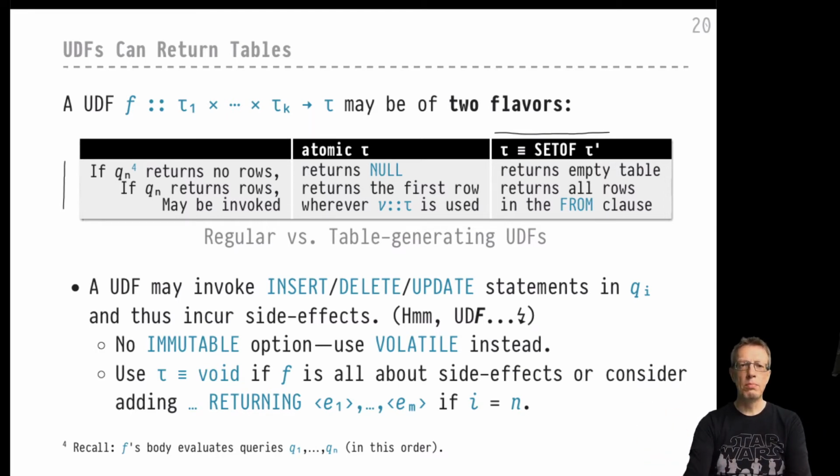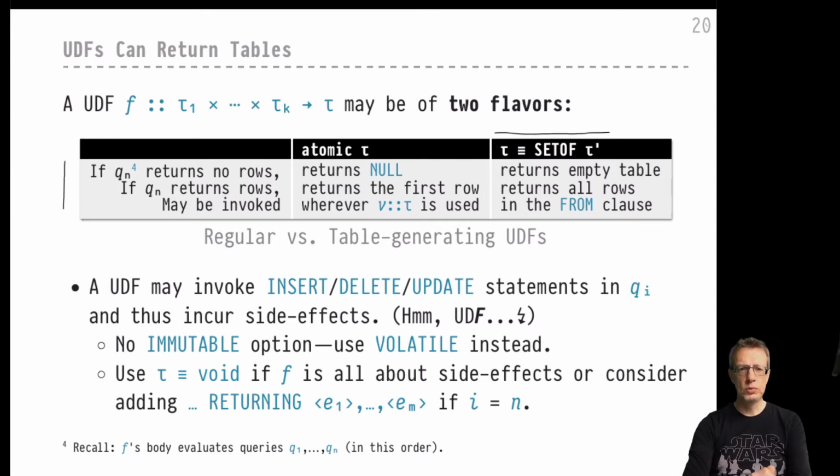So Qn better define a well-defined explicit order using order by, for example. Otherwise, returning the first row is a questionable thing to do. In the case of a table generating function, all rows will be returned. All rows will be returned from the table generating function that we've defined.